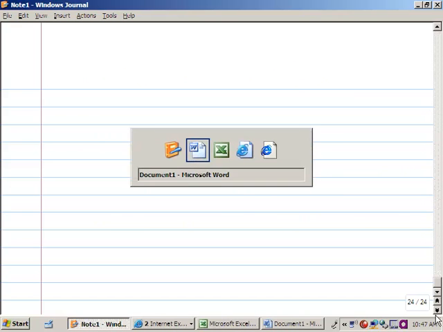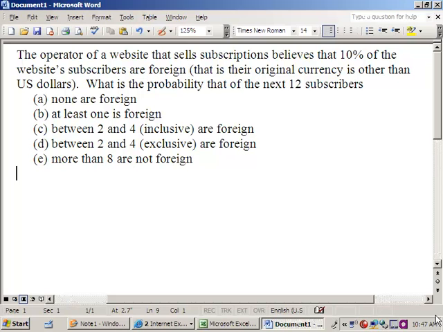Now let's look at a word problem involving the binomial distribution. The operator of a website that sells subscriptions believes that 10% of the website's subscribers are foreign, that is, the original currency is other than US dollars. What is the probability that of the next 12 subscribers, if everything is going randomly, none of them are foreign, at least one is foreign, between 2 and 4 inclusive are foreign, between 2 and 4 exclusive are foreign, and more than 8 are not foreign? I think it's best if you pause the video and try that problem yourself, but I'm going to continue now and do the answer.